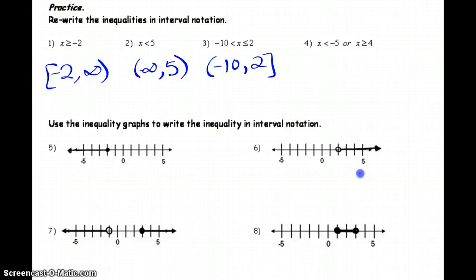is an equal sign. The last one is representing all numbers that are less than -5, which would mean that it starts at -infinity and it goes to -5 with a parenthesis, or use the union sign. It starts at 4 and it goes all the way to infinity. We use a bracket on 4 because of the equal sign.